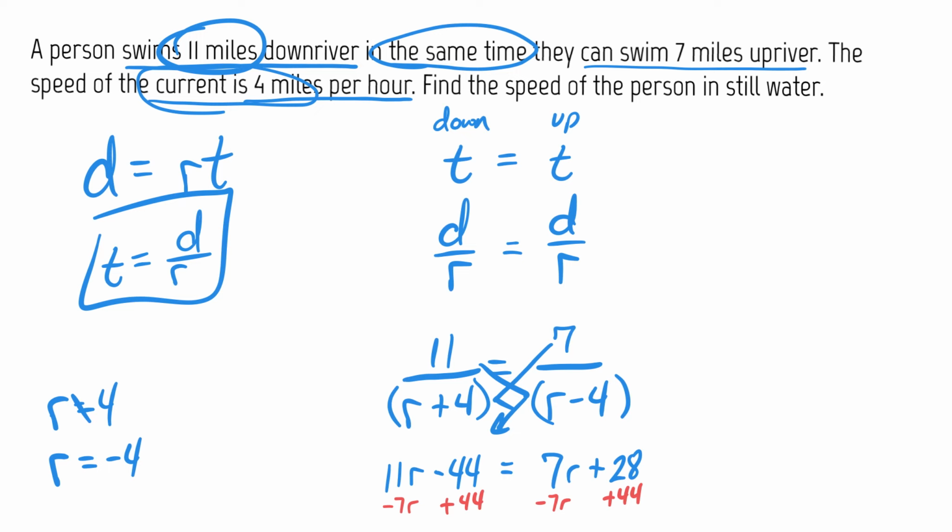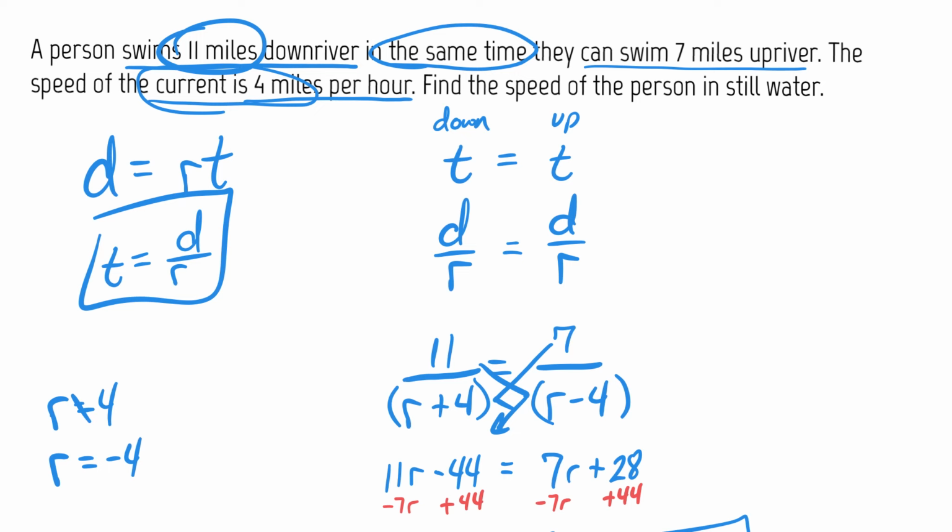72. We divide both sides by 4. What would our rate be? I'm thinking 18 miles per hour. What is 18 miles per hour?